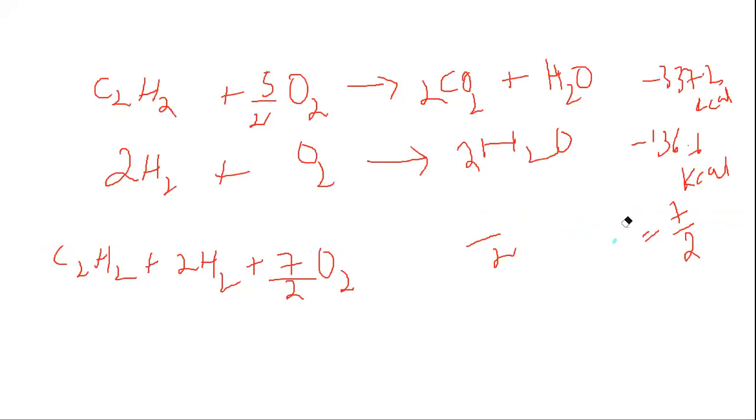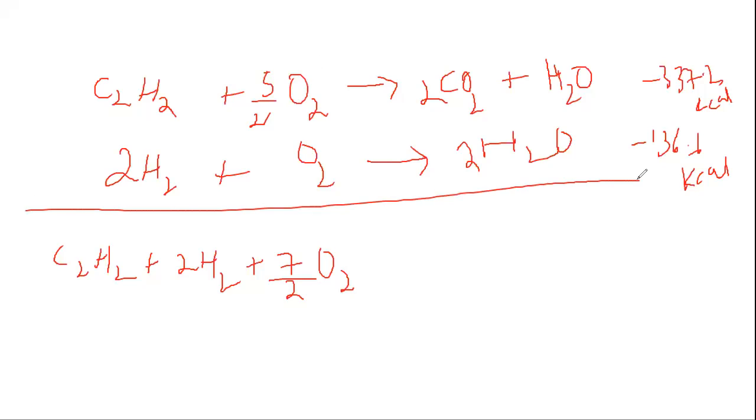Clear? How you are going to add this? You have to use the simple mathematical rule. Product addition: 2 moles of carbon dioxide plus 1 mole of this water, not water molecule, this is a gas, water, this 1 mole and this 2, it will be equal to 3H2O.